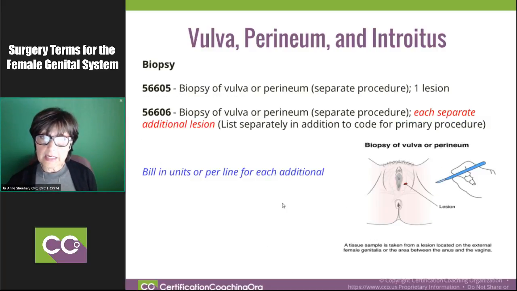Now, the next surgical procedure that is done in the female genital system are the biopsies. The biopsy 56605 is of the vulva or perineum, which you see right here, and it's for one lesion. Now, after you code for this, if the physician has actually biopsied more than one lesion, you will be adding this add-on code 56606, and it's the biopsy of vulva or perineum, and it's each separate additional lesion, and you list it separately in addition to the code for the primary procedure.